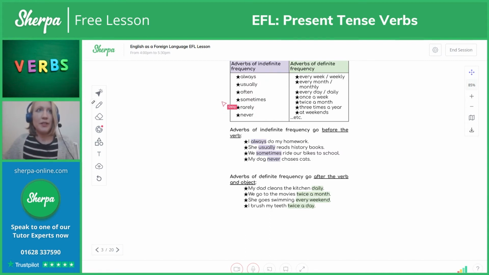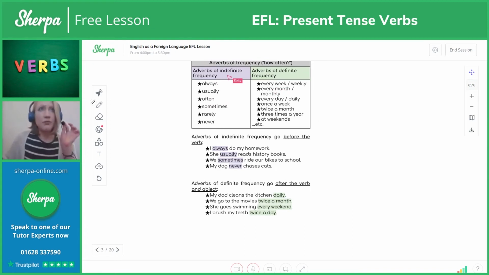So if we say always is 100% of the time, then never would be 0% of the time. And they're on a sliding scale from 100% to 0% of the time. Okay, so those are adverbs of indefinite frequency. And then on the right, adverbs of definite frequency. These are more specific. So I'll just read the list. You can read along with me.